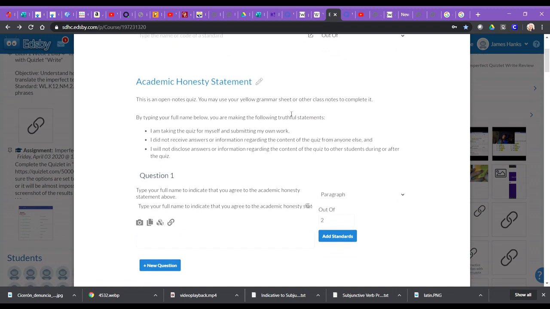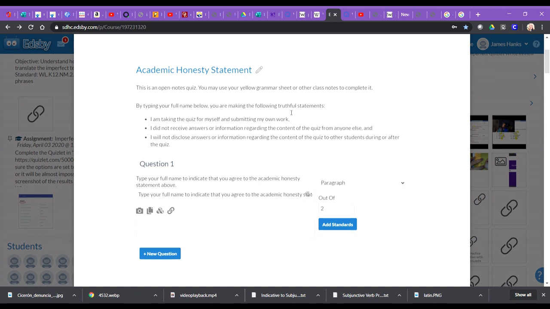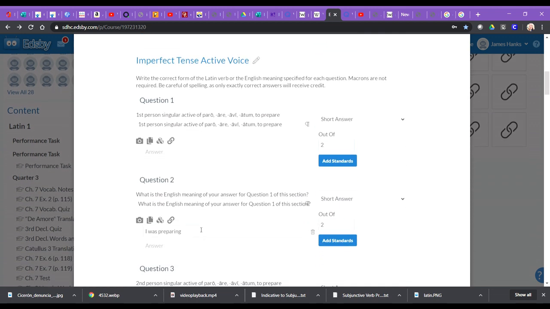The very first question, it'll look something like this. It'll have an academic honesty statement. Read over it. Remember, you can use your notes, but you can't get answers from anyone or take anyone else's work or disclose what's on it. All you need to do for this one is type your full name into the box and move on to the next section.